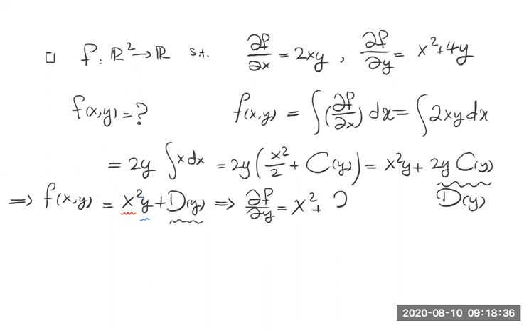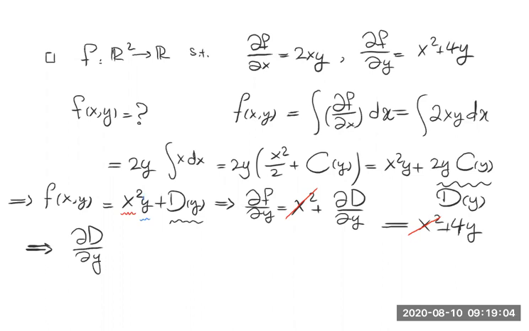So it would be derivative of d with respect to y, right? d is a function of y. I'm taking its derivative with respect to y. And the question tells me derivative of f with respect to y should be x squared plus 4y. This simply means, well, I can cancel x squared from here and x squared from here. So it simply means derivative of d with respect to y is 4y, right?